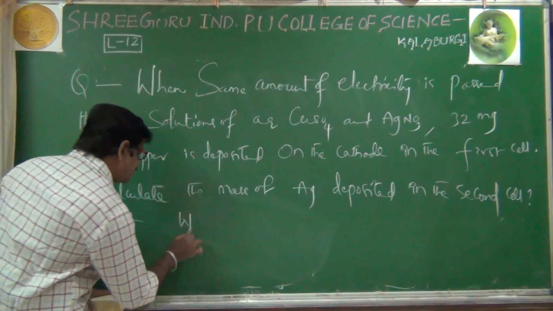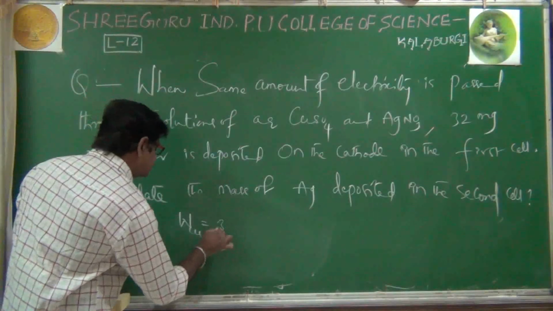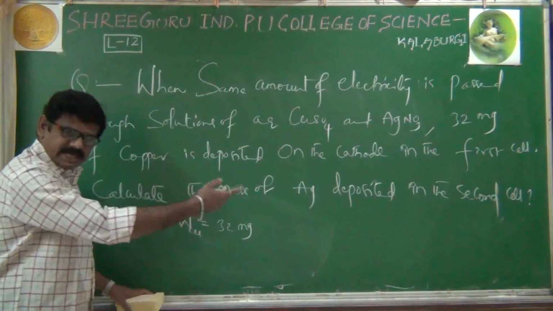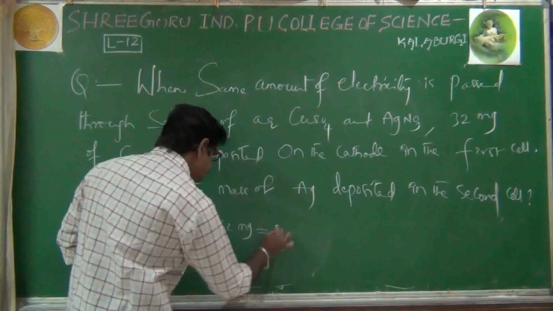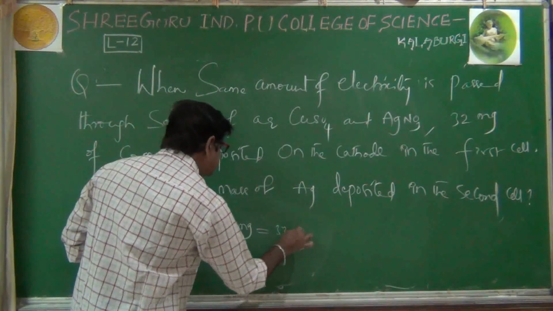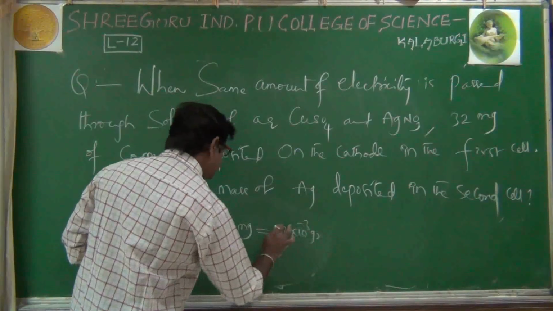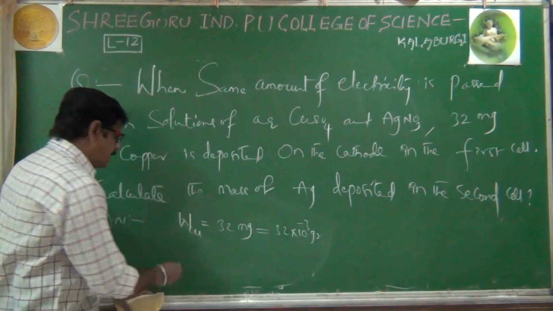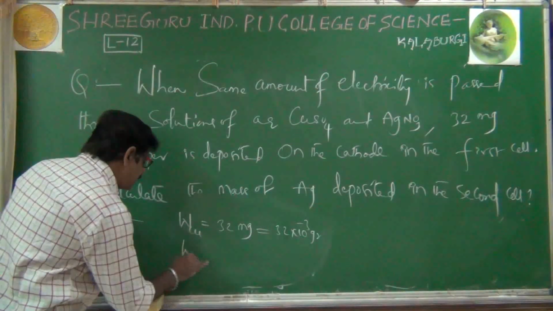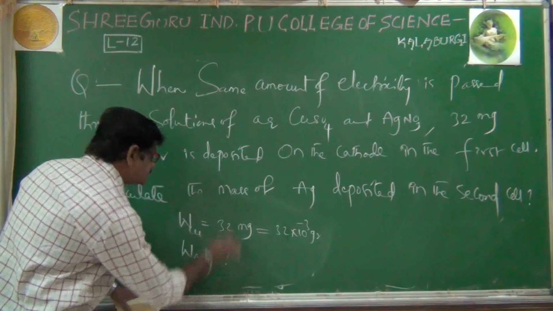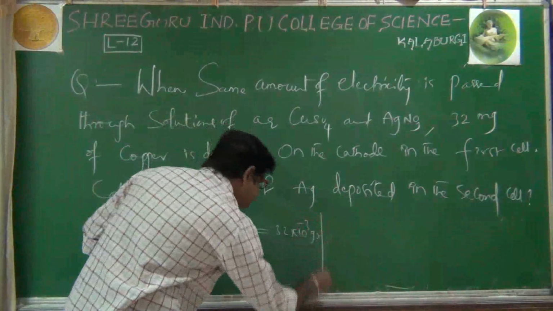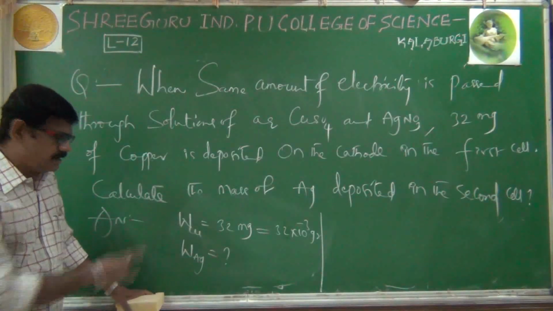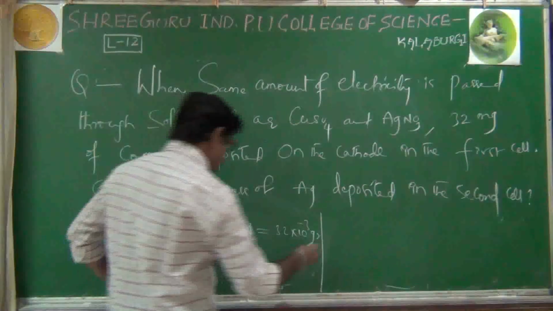These are the symbols. Mass of copper is already given, that is 32 milligrams. Then we will convert milligrams into grams. Therefore, that equals 32 into 10 to the power of minus 3 grams, because 1 milligram equals 10 to the power of minus 3 grams. And the mass of silver is the question mark. And simultaneously, we have to write the other values also, the corresponding equivalent masses.